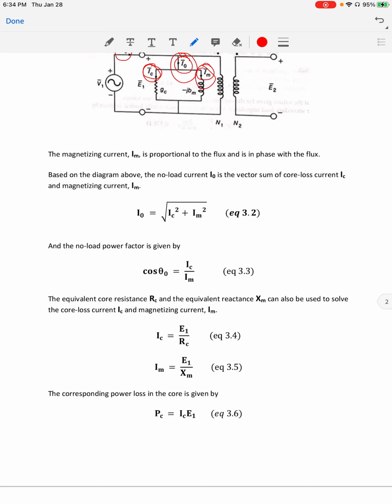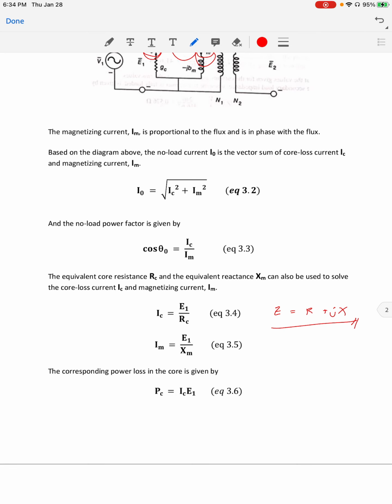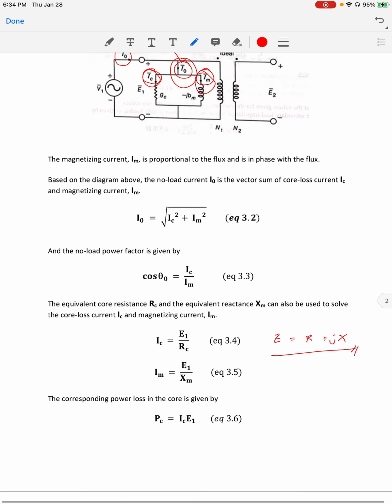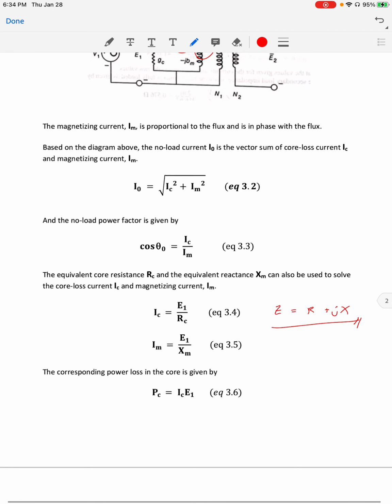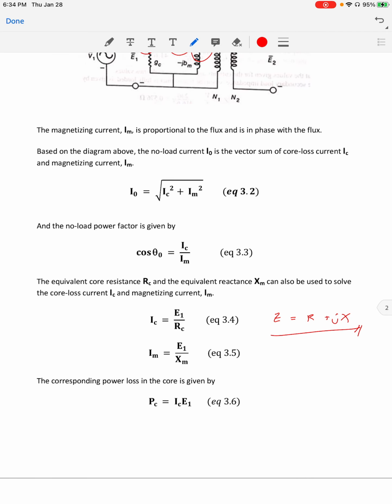Then the equivalent core loss resistance and the equivalent reactance. I'll write it here: Z is equal to R plus jX. Just a reminder that this is the basic form of a vector quantity. It can also be used to solve the core loss current and magnetizing current. Aside from the formulas in equations 3.1 through 3.3, we also have equations 3.4 and 3.5, which are an alternative way to find the core loss current and the magnetizing current.